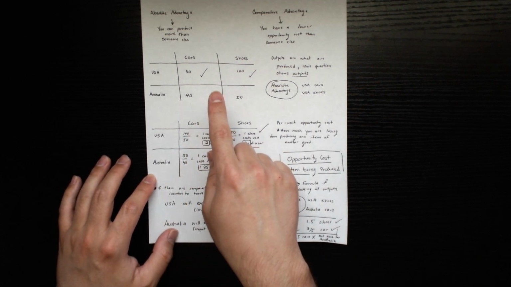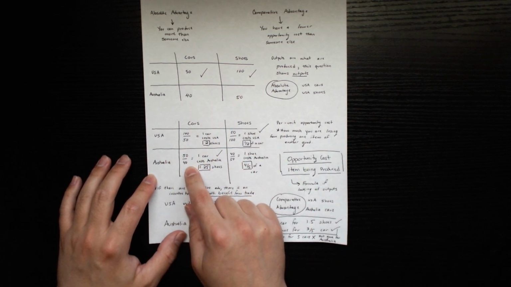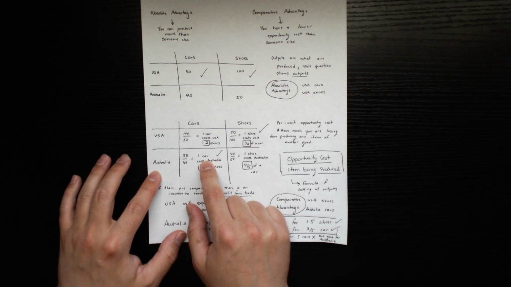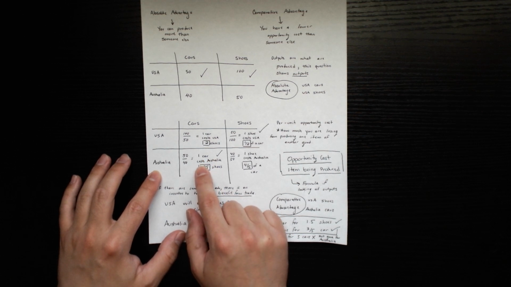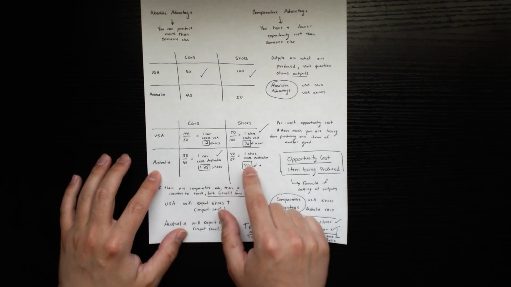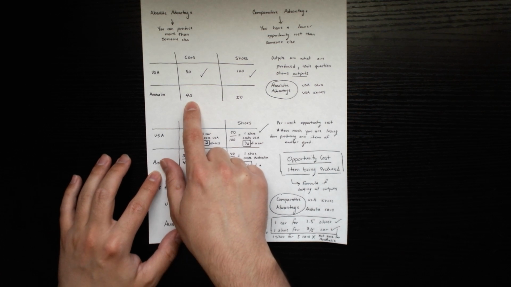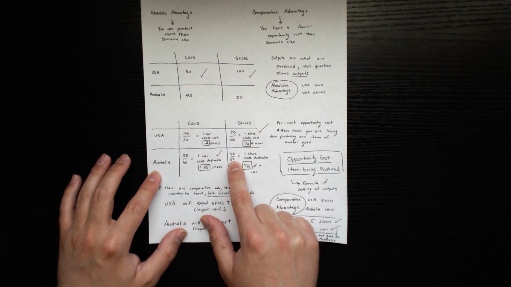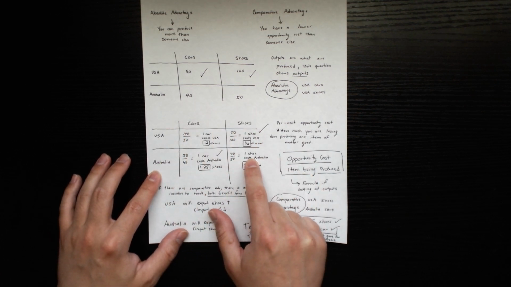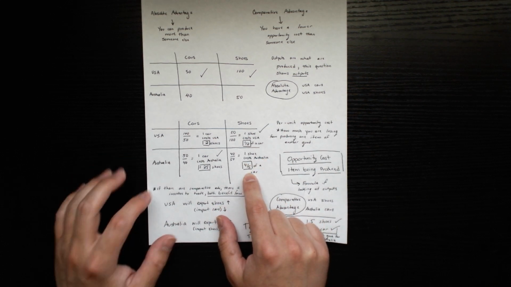We can also look at that for Australia. So if Australia is making cars, that means they're not making shoes. So that's 50 over 40. That means that every time Australia makes one car, they are losing out on producing 1.25 shoes. And when Australia produces shoes, that means they're not producing cars. So that will be 40 divided by 50. That means that every time that Australia produces one shoe, they are losing out on the opportunity to produce 4/5 of a car.